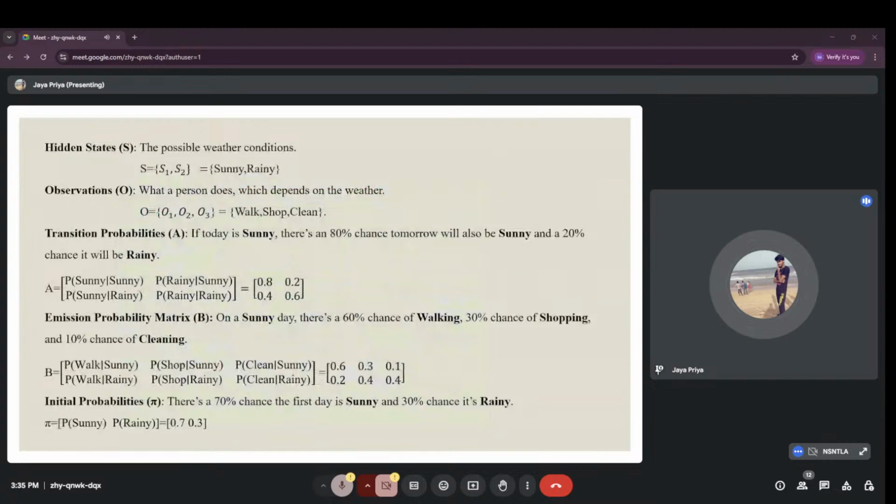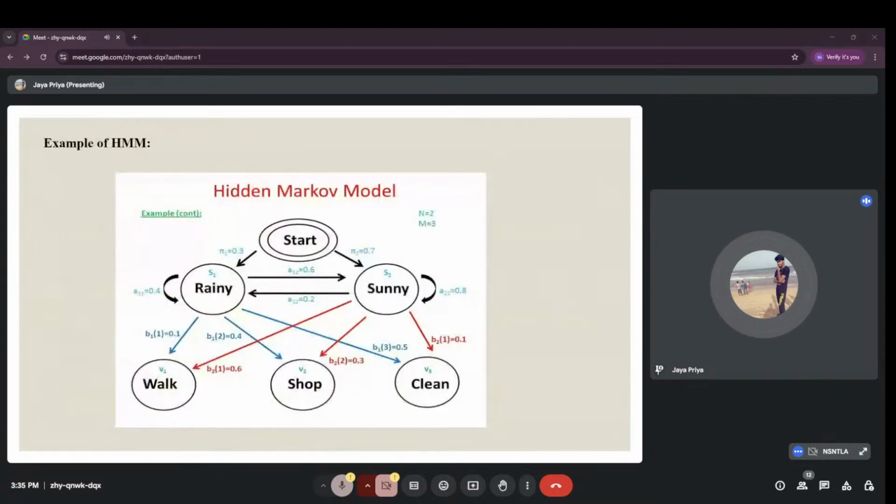Next, the bottom circles in the image, walk, shop, clean, are the friend's activities. These are the observations, which depend on the weather. If rainy, the person is likely to shop, 40 percent. If sunny, the person is likely to walk, 60 percent. Emission probability links from state to observation. This shows how likely an observation is given a hidden state. For example, given it's rainy, the probability of the person walking is 10 percent, shopping is 40 percent, cleaning is 50 percent.